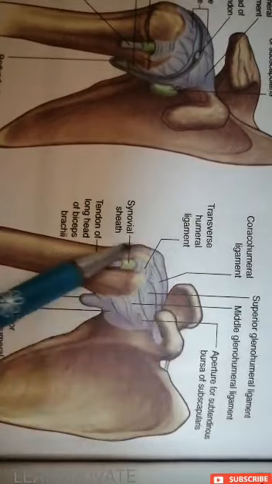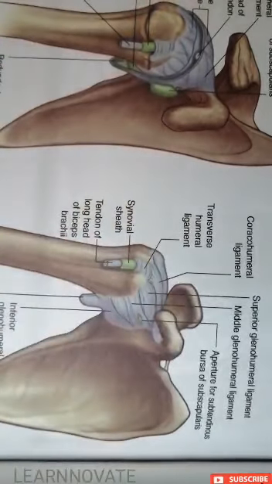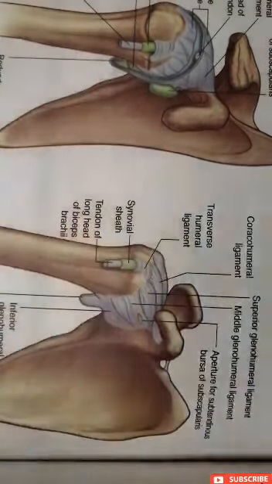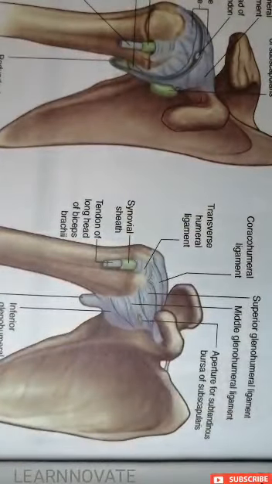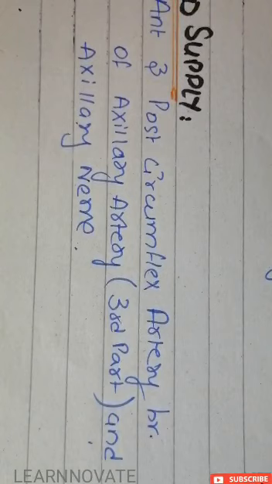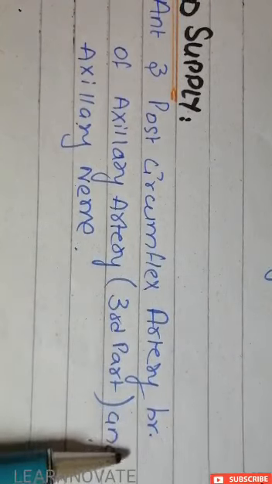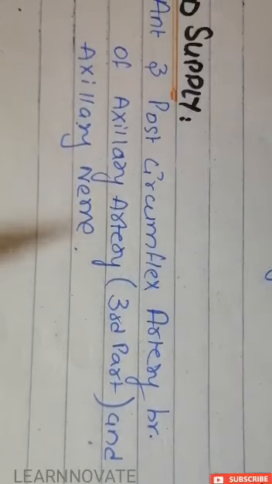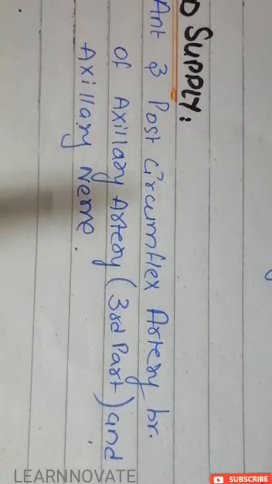So this was the general anatomy and what are the ligaments that are attached to the glenohumeral joint. Now we are going to discuss the blood supply. The blood supply is from the anterior and the posterior circumflex humeral artery, that are the branch of the third part of the axillary artery that we have discussed in a separate video of axilla, and the innervation of this joint is from the axillary nerve. So you have to remember the anterior and posterior circumflex humeral artery for the glenohumeral joint.